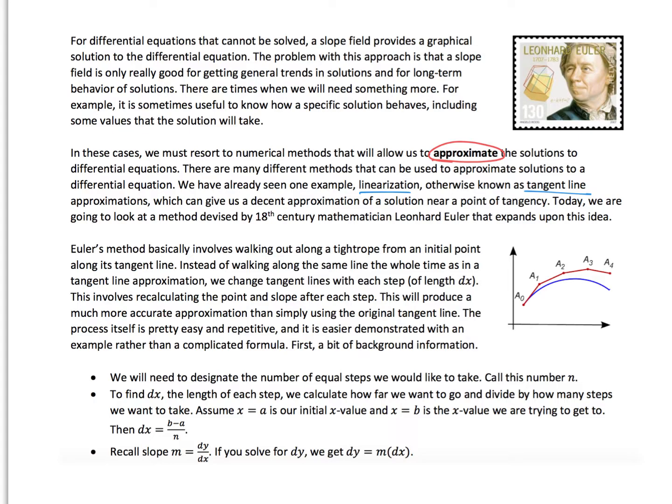Euler's method basically involves walking out along a tightrope from an initial point along its tangent line. Instead of walking along the same line the whole time, as in the tangent line approximation, we change tangent lines with each step of length dx. This involves recalculating the point and slope after each step. This will produce a much more accurate approximation than simply using the original tangent line. The process itself is pretty easy and repetitive, and it is easier demonstrated with an example rather than a complicated formula.